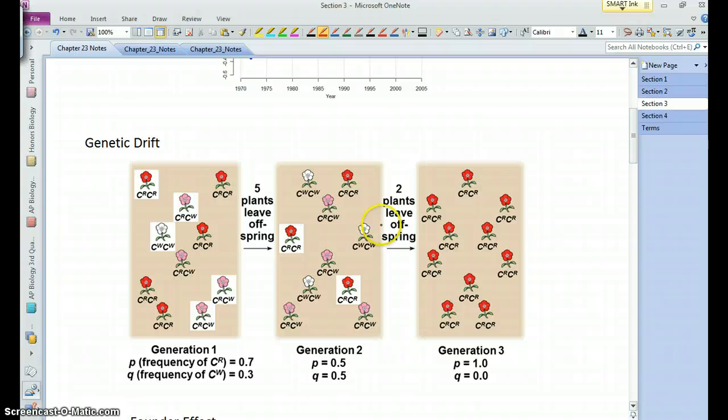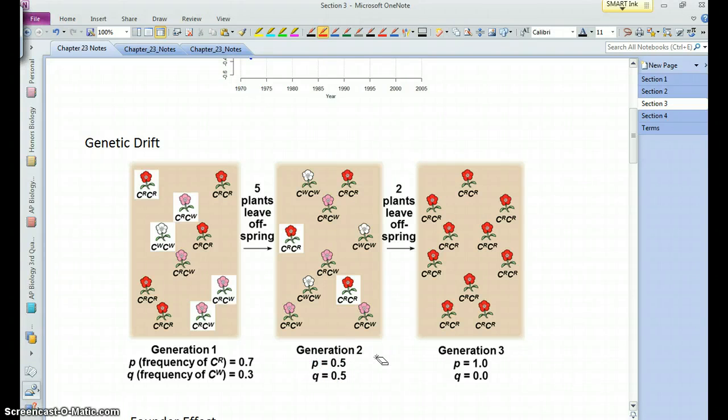So, for example, in these flowers here, we have this relatively small population of flowering plants. We've got a frequency of the red allele of 0.7 and the white allele of 0.3. Well, if, again, by chance only, we see 5 of these individuals successfully reproduce, and it only included one of the red individuals, such that in our next generation, you can see we've got a change in allele frequency. There's fewer of the red individuals.